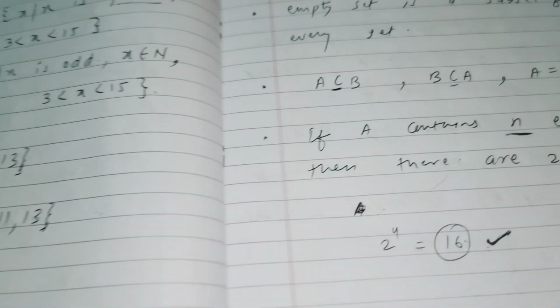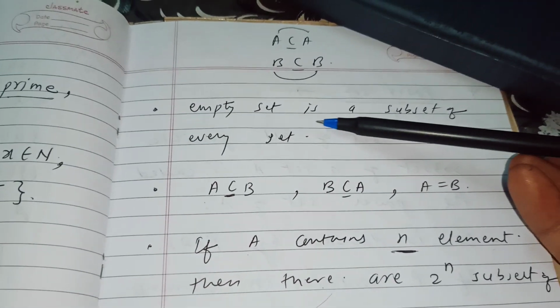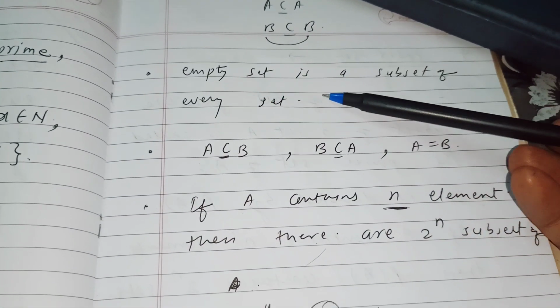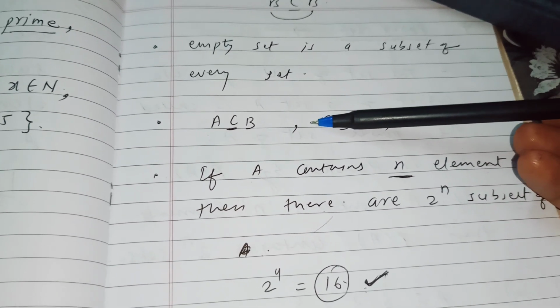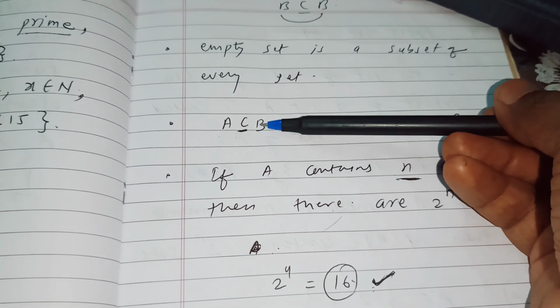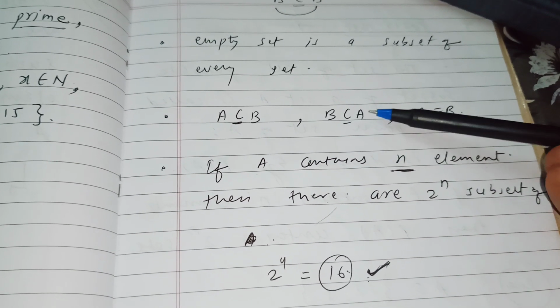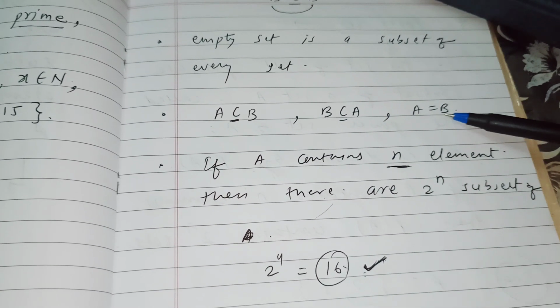Clear? And next thing is what? Yes, the empty set is a subset of every set. This is its property. We can say that if A is a subset of B and B is a subset of A, then A is equal to B.